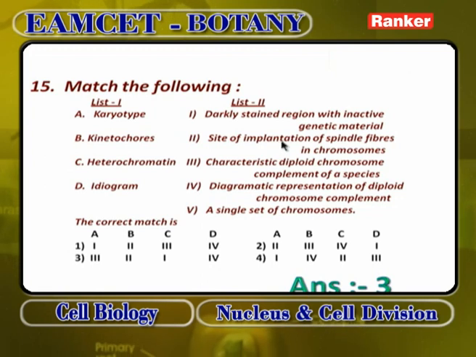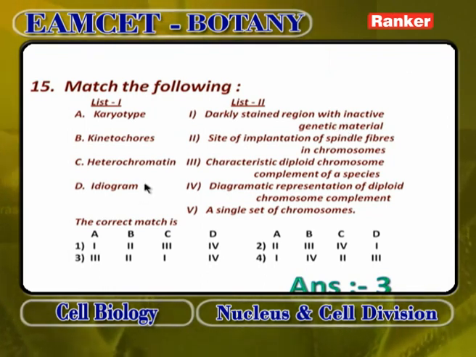Kinetochores are the site of implantation of spindle fibers in chromosomes. So B is 2. Why? Because kinetochores contain implantations of microtubules. Whenever microtubules are present, spindle fibers are formed from microtubules, so they directly go and attach to the primary constriction because of the presence of kinetochores. Heterochromatin is a darkly stained region with inactive genetic material. A lightly stained region with active genetic material is euchromatin.